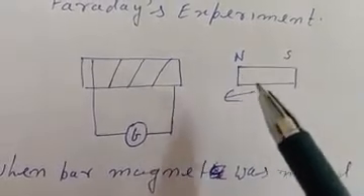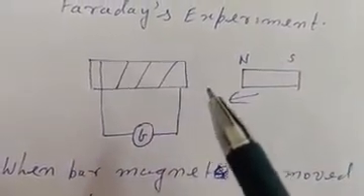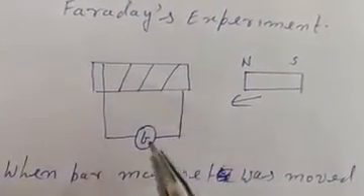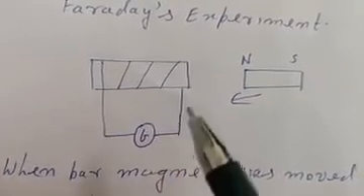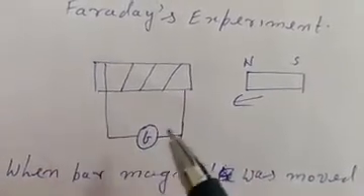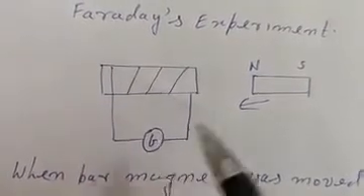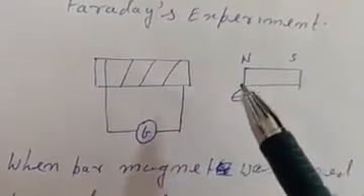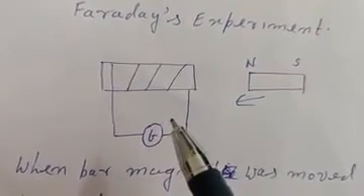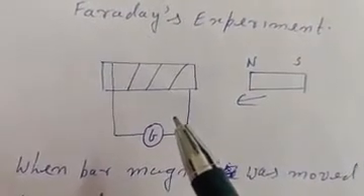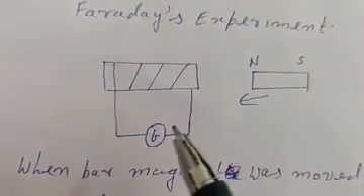Now this bar magnet, North Pole, South Pole, was brought towards this coil. It was observed that there was deflection in this galvanometer. It means there is a current. No source is connected in this loop, but there is a current. And when the magnet was moved away, the direction of current was reversed. And when it was held stationary, there was no current.